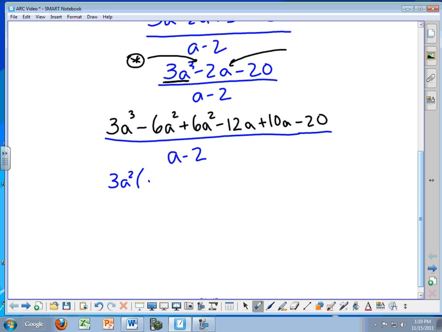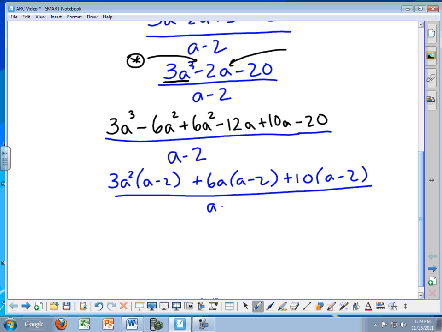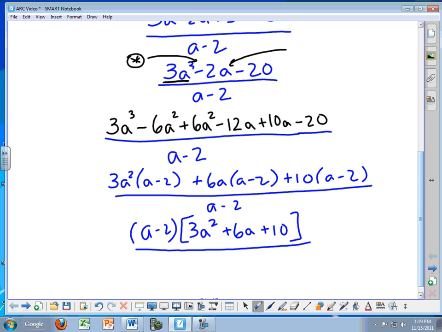3a squared times a minus 2, plus 6a times a minus 2, and then the last term plus 10 times a minus 2. As you see, a minus 2 is a factor of all three of those. Let me rewrite that there. A minus 2 is factored out, and what's left over in the numerator is 3a squared plus 6a plus 10, and that all over a minus 2.